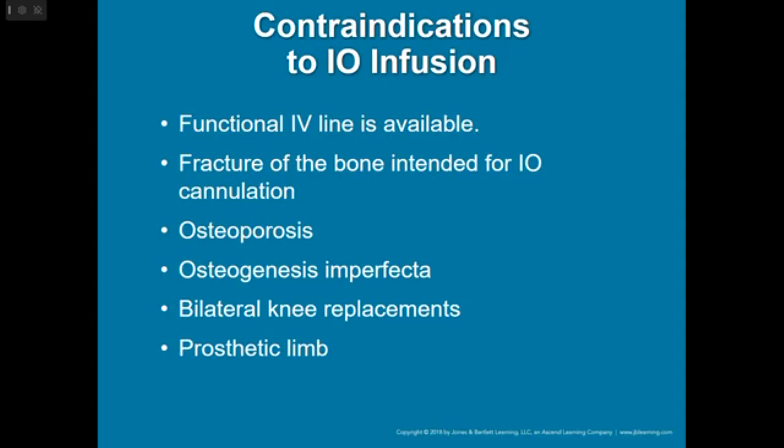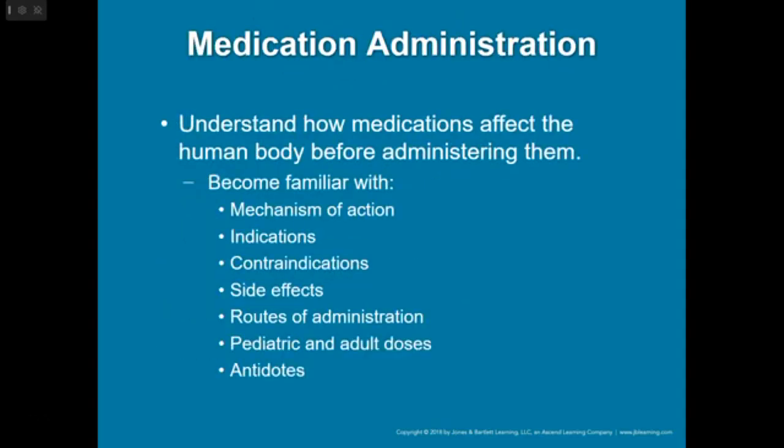Fracture of the bone intended for IO cannulation, osteoporosis, osteogenesis imperfecta, bilateral knee replacement, prosthetic limb. Prosthetic limb, I don't know why they have to put that on there. I think that's obvious. If you're missing your leg, you're not going to start an IO there. Bilateral knee replacement, you're going to have to choose a different site. Go someplace else. If there's pieces of metal in that knee and there's screws and all that stuff, you're not going to be able to start an IO there. Go with humeral head, distal femur, something else. Follow your protocols.